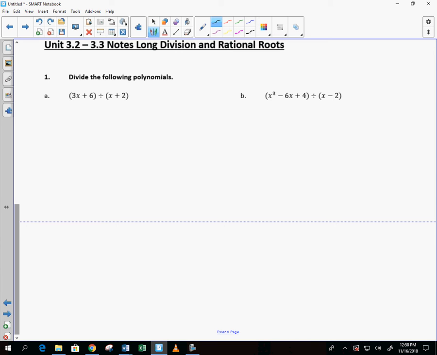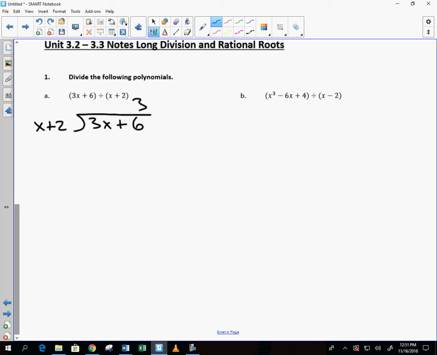Divide the following polynomials. We take the x plus 2, we put it on the outside. We take the 3x plus 6, we place it underneath the dividing sign. And it always starts with asking yourself the appropriate question. What do you multiply x by to get 3x? You put the 3 above the constant term.